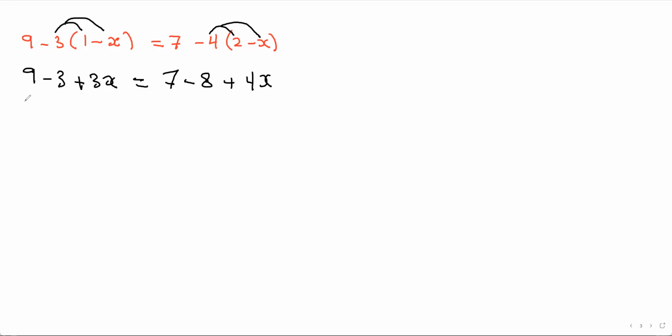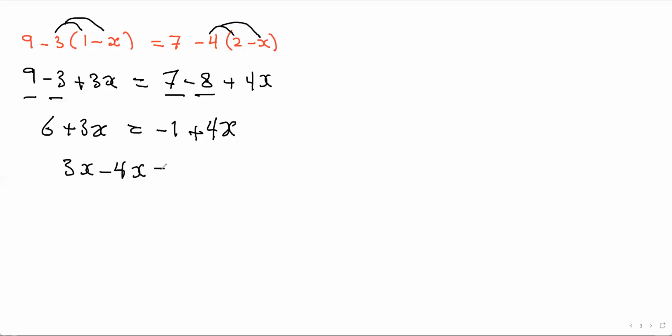Let's collect like terms here and here. That's 9 minus 3 is 6 plus 3x. And here also 7 minus 8 is negative 1 plus 4x. Now I want to bring the x's to one side. So I have the 3x on the left side, bringing the 4x to the left side of the equal sign, it becomes minus 4x. We have the negative 1 on the right, bringing the 6 to the right of the equal sign becomes minus 6 because it was positive to start off with. So now negative x equals negative 7. When you have negative x equals negative 7, you could just change the sign on both sides, or divide both sides by negative 1, which will give you x equals 7.